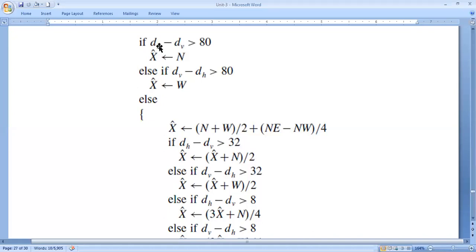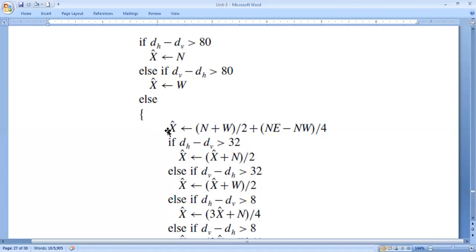So same thing, if horizontal value is greater than the vertical value and the difference DH minus DV is greater than 80, then we take x as the north value. And if DV minus DH is greater than 80, then we will encode x as the west value. वर्टिकल ज्यादा है तो हम वेस्ट लेंगे, हॉरिजॉन्टल ज्यादा है तो हम नॉर्थ लेंगे. ओके, and if it is not greater than 80, then we come to the else statement.